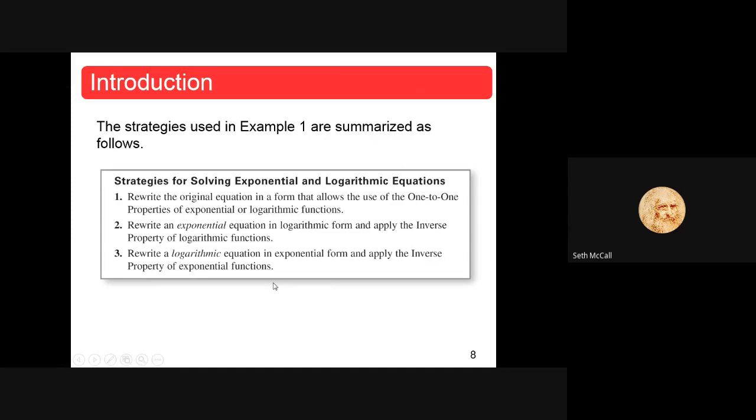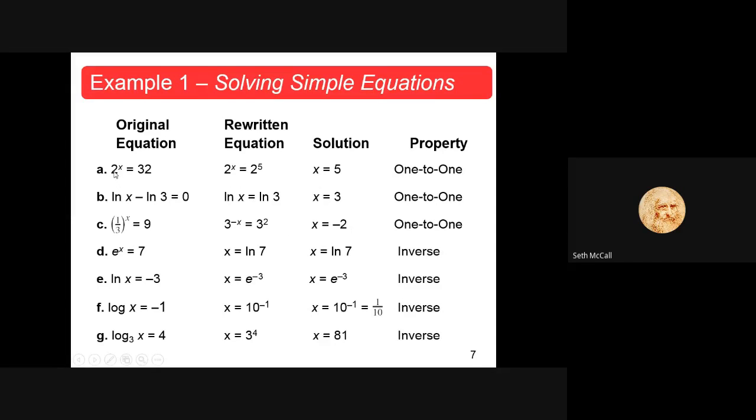Now, here are a few strategies that we used in example 1, and they're summarized here. So strategies for solving exponential and logarithmic equations. The first one is to rewrite the original equation in a form that allows the use of the one-to-one property of exponential or logarithmic functions. And what that means is, if you go back here to the previous screen, you can see when we had 2 and then 32, we rewrote the 32 so the bases matched. So we were able to then set the powers equal to one another. And that's the same with part C here.